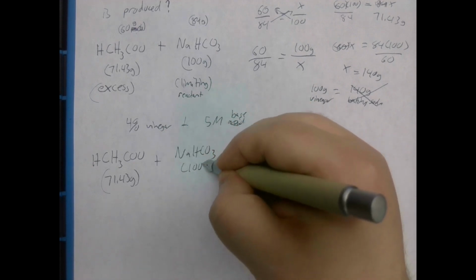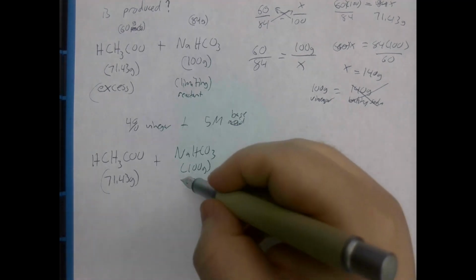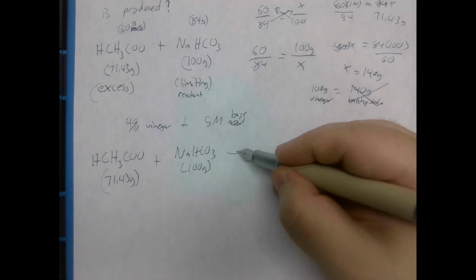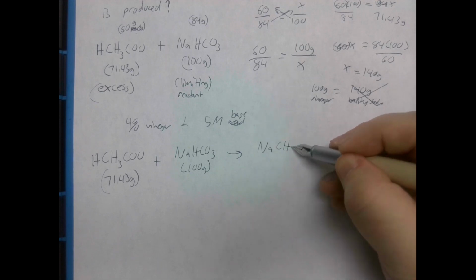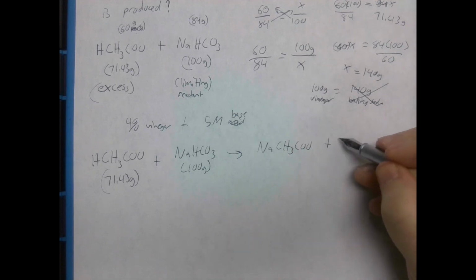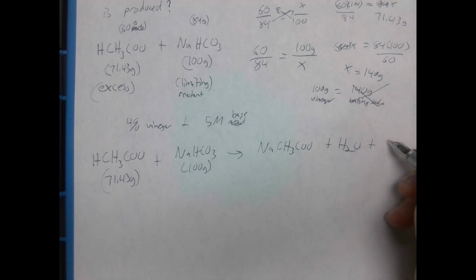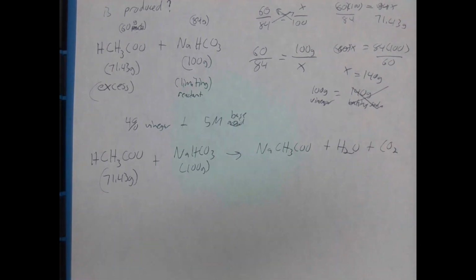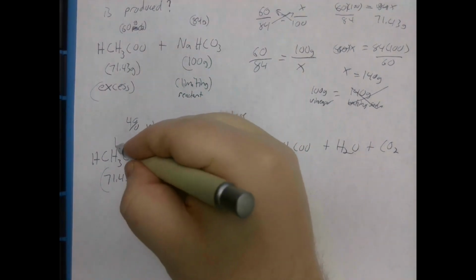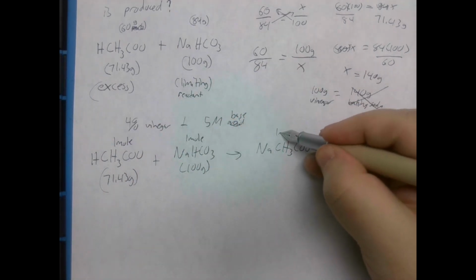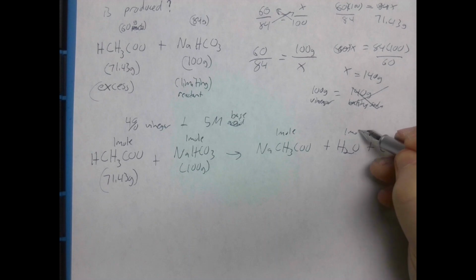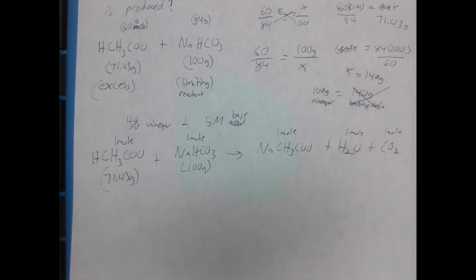All of the baking soda should fully react. And we're going to get sodium acetate, some water, and some CO2. Now we know the ratio is 1 mole of this to 1 mole of this to 1 mole of this to 1 mole of that, or 1 mole of this.